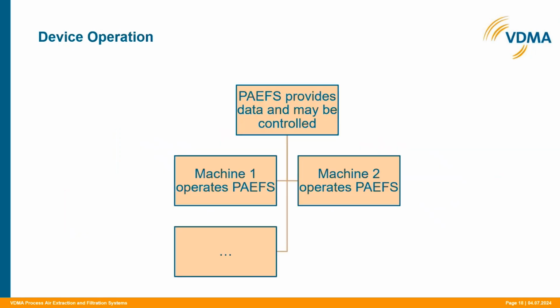And the fourth one is our main use case, meaning that the PAEFS provides data and may be controlled by other machines. It might be one machine, or there might be several machines, where the device that is connected to our process air extraction and filtration system does not only receive data, but we provide methods and other ways that those machines, or even a human operator using an OPC UA client, may interact with the PAEFS device. Yeah, so those were the use cases that we used in our companion spec.